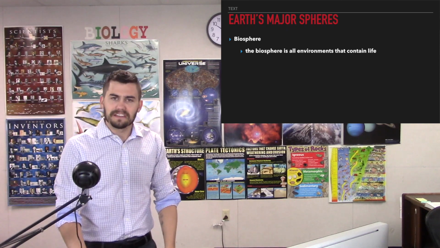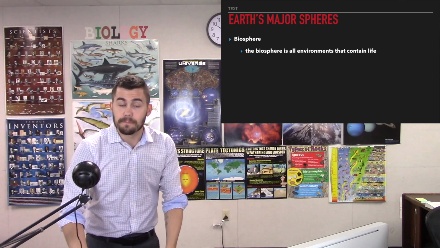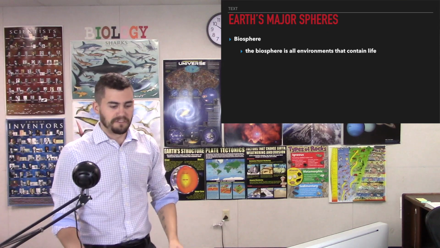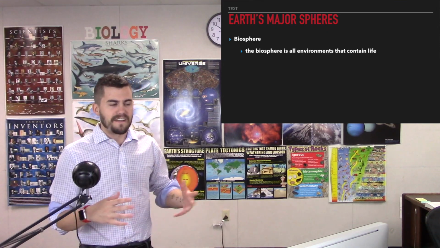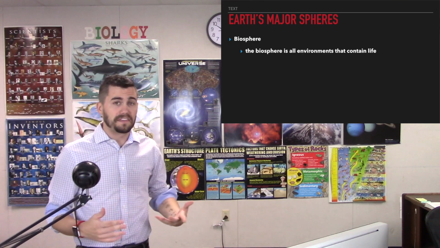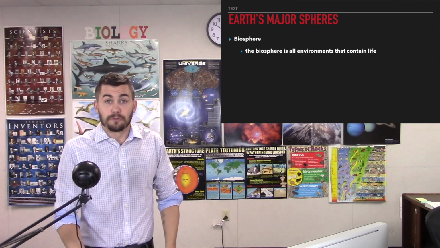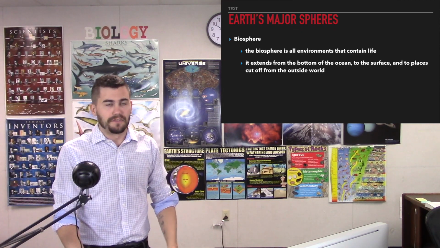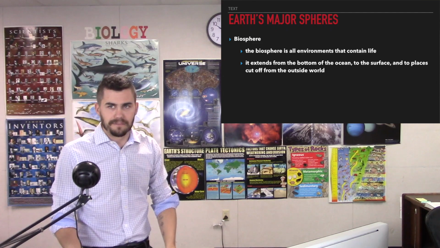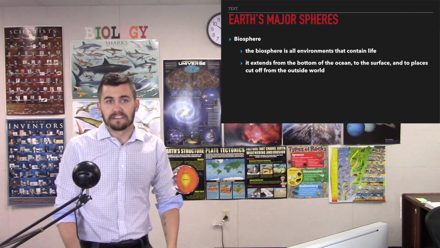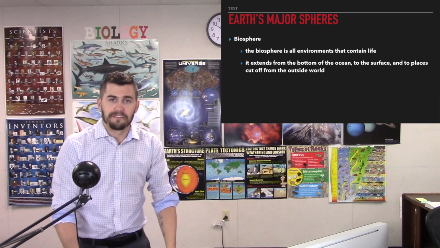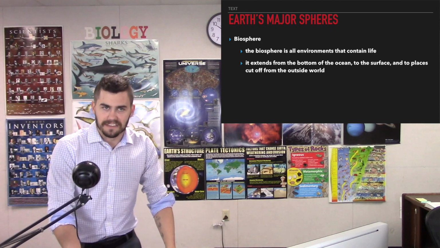And then this really isn't a physical environment, but there is a biosphere on Earth too. If you look at Earth from outer space, vast, enormous swaths of it are green, and that green is life. So the biosphere extends to the bottom of the ocean, onto the surface, and even places cut off from the outside world inside of caves and things like that.